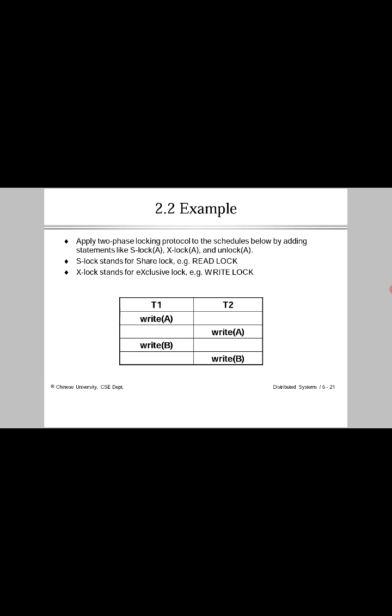Here T1 and T2 are two transactions, and the operations, writing and reading, are basic operations generally applied on locks. Other operations are also there: rewrite, update, delete, like that. And A and B are two resources, meaning two tables or something. S lock means shared lock, and X lock means exclusive lock, that is, write lock. Here is another example or solution.